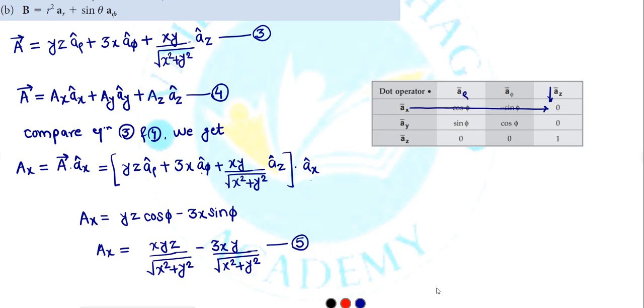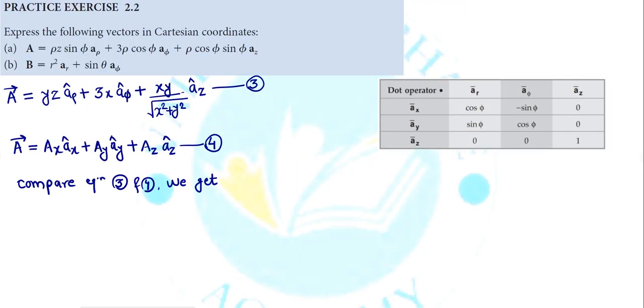Okay, now we are going to find out the value of that ay and az in the similar manner. So in the previous part we have found what is the value of that ax. Now here in this part we are going to find out what is the value of that ay. Okay, so again we have equation 3 and equation 4, and if you are going to compare equation 3 and equation 4, from that we can get the value of that ay. So what is that ay? We have that ay will be nothing but your given vector a having the dot product with respect to the unit vector along y direction, that is ay.